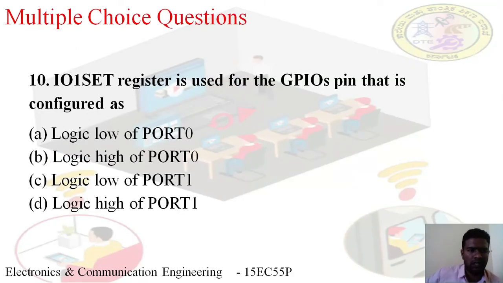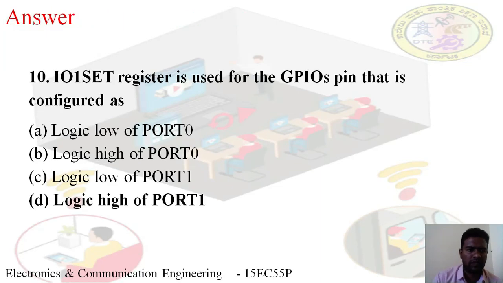10th question, IO1SET register is used for a GPIO pin that is configured as option A logic low of port 0, option B logic high of port 0, option C logic low of port 1, option D logic high of port 1. The answer is option D, logic high of port 1.